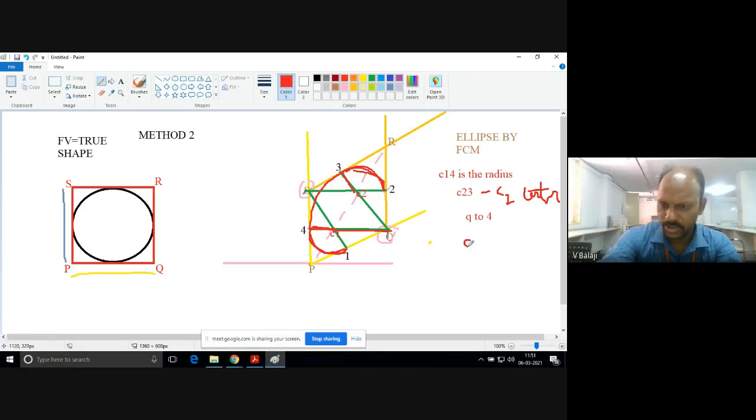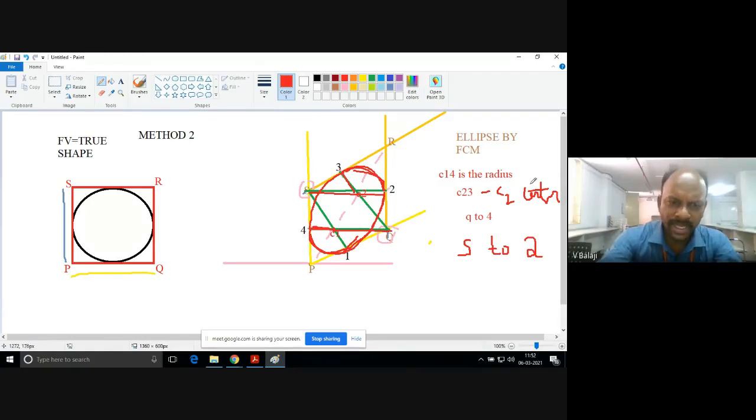Similarly, S2, you need to connect S2. What is the radius? 1, sir. S2, 2 or 1, both are the same. Okay, S2 to 2, that means this is the radius. So with S as center, join 2 to 4 with some other arc, some arc like this. Okay. In this way, you would get the ellipse.